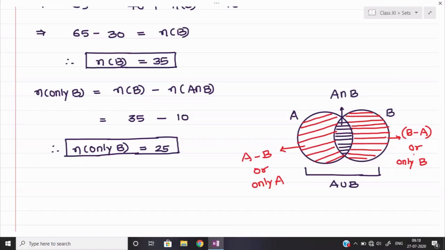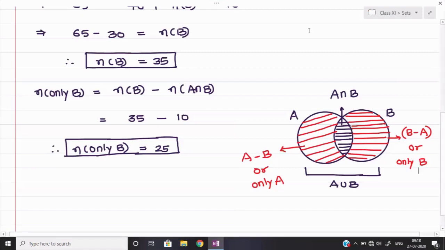But n of B is equal to 35. We can say some of them are playing only tennis and some of them are playing both. So how many are playing both? That is 10. So I have shown you with the help of the Venn diagram how this situation can be represented.